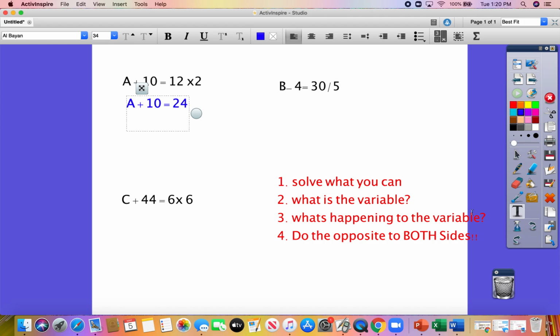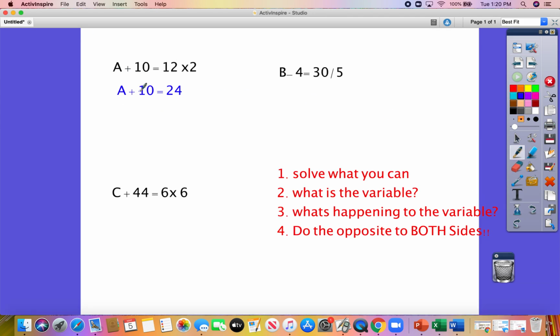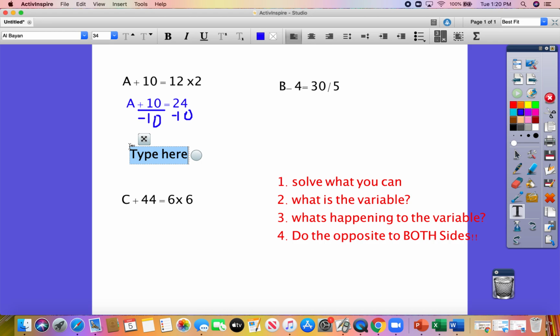A. What's happening to the variable? It's being added 10. What's the opposite of add 10? That's subtract 10. So 24 minus 10 equals what? 14. A equals 14. And then you can pop it into your original equation to make sure that you got it correct. So this should be an equal sign. All right, so 24 does equal 24. So that's how I know that I got that one correct.